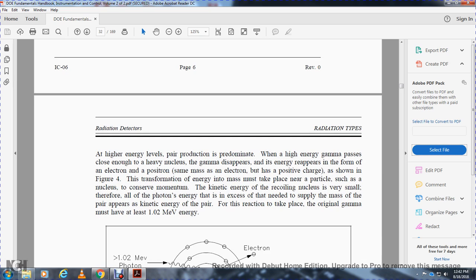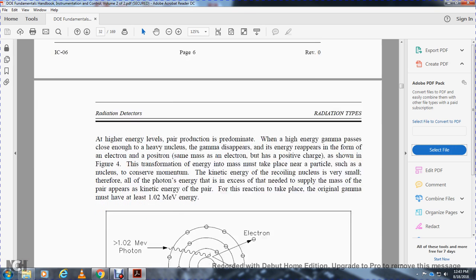At higher energy levels, pair production is predominant. For a higher energy gamma passing close enough to a heavy nucleus, the gamma disappears and the energy reappears in the form of an electron and a positron, which has the same mass as the electron but a positive charge, as shown in figure 4. The transformation of energy into mass takes place with the new particles and the nucleus conserving momentum. The kinetic energy of the recoiling nucleus is very small, therefore all the photon energy, except that needed to supply the mass of the pair, appears as kinetic energy of the pair. For this reaction to take place, the original gamma must have at least 1.02 million electron volts of energy.